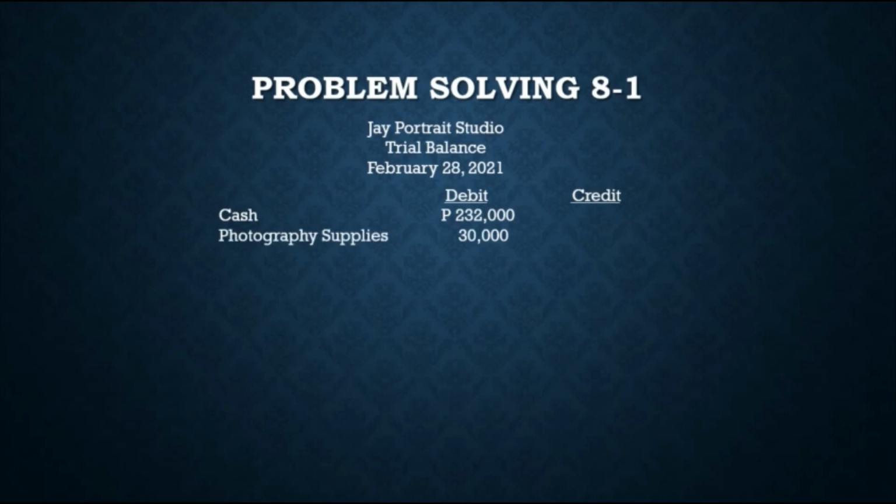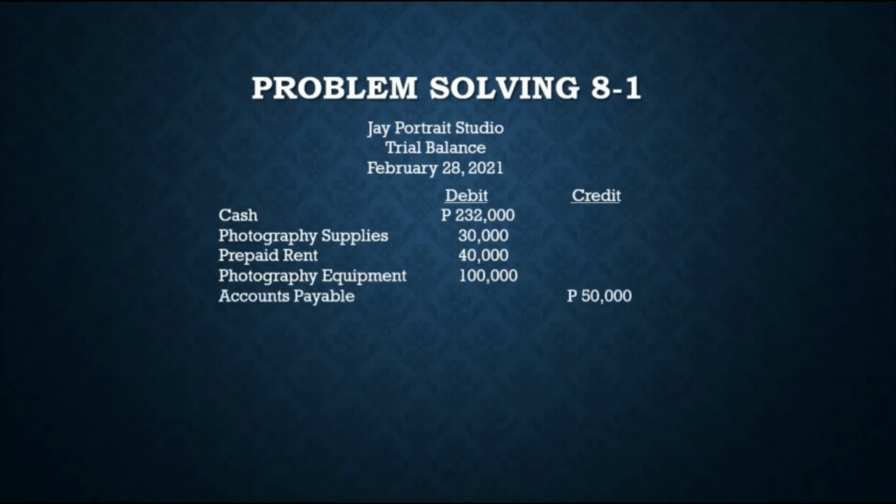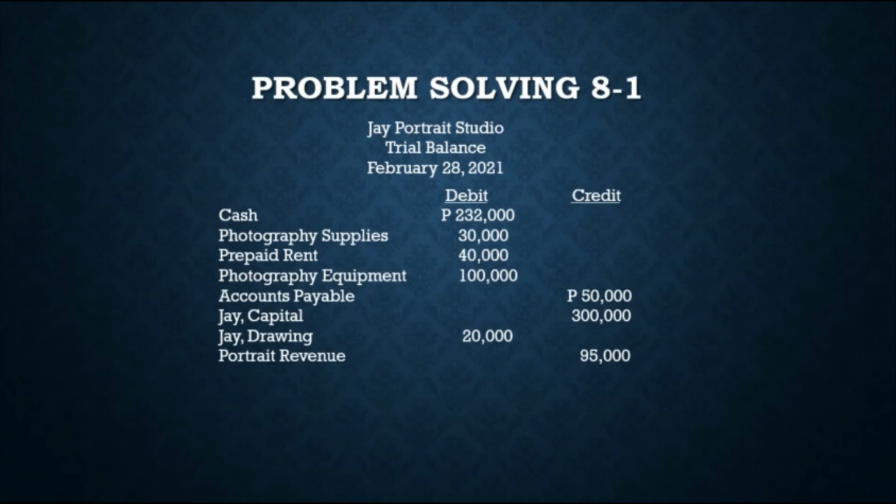Next is photography supplies, which is 30,000 debit. Then, prepaid rent, 40,000 debit. Then, photography equipment, 100,000 debit. Then, accounts payable, 50,000 credit. Then, J Capital, 300,000 credit. Then, J Drawing, 20,000 debit. Then, portrait revenue, 95,000 credit. Then, wages expense, 23,000 debit.